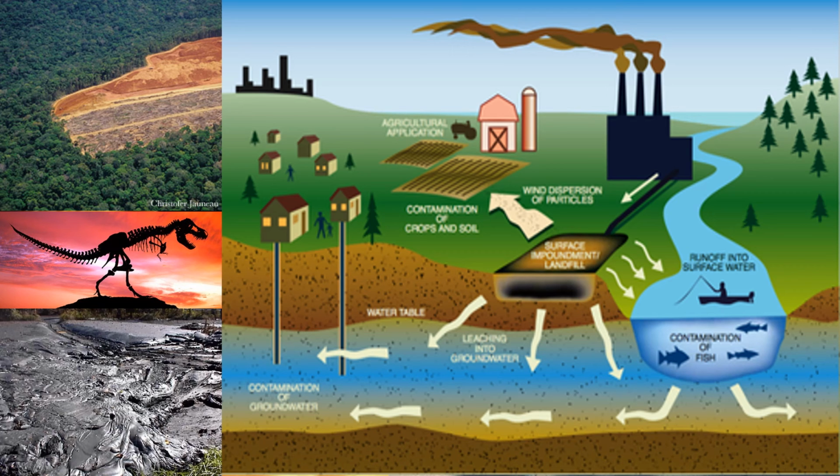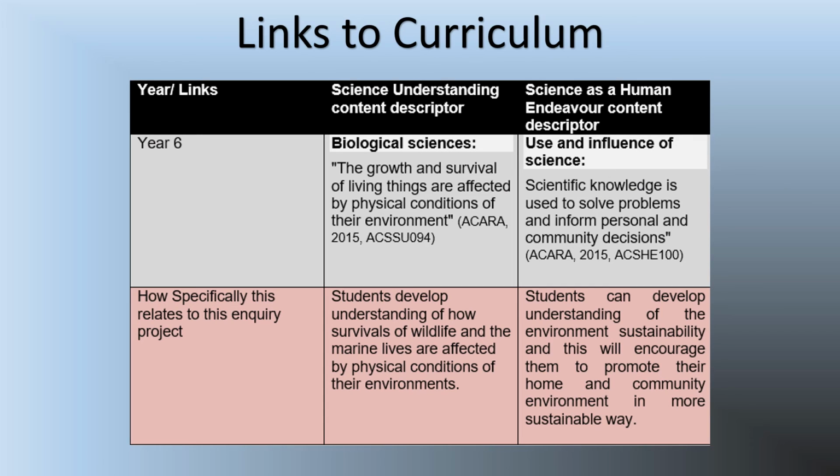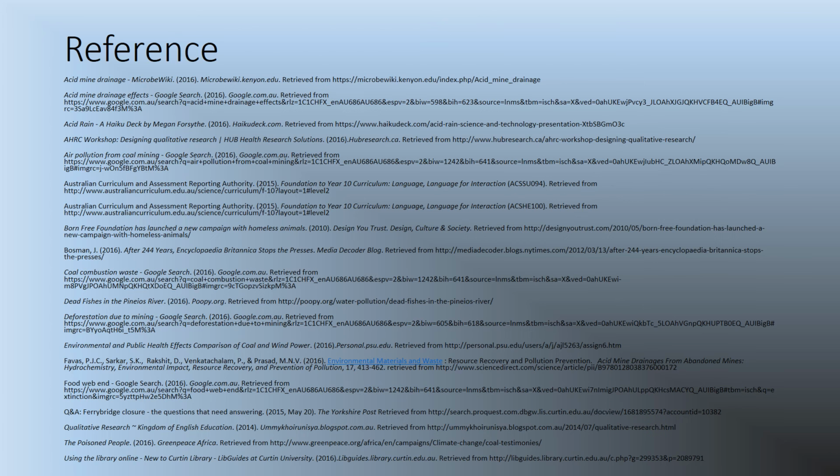I believe the inquiry of environmental issues related to coal mining and burning is suitable for Year 6. As a science understanding, children develop an understanding of how the survival of wildlife and marine lives is affected by the physical conditions of their environments. It is also an effective way to look at science as a human endeavor, as the students can develop an understanding of environmental sustainability, and this will encourage them to promote their home and community environment in a more sustainable way.